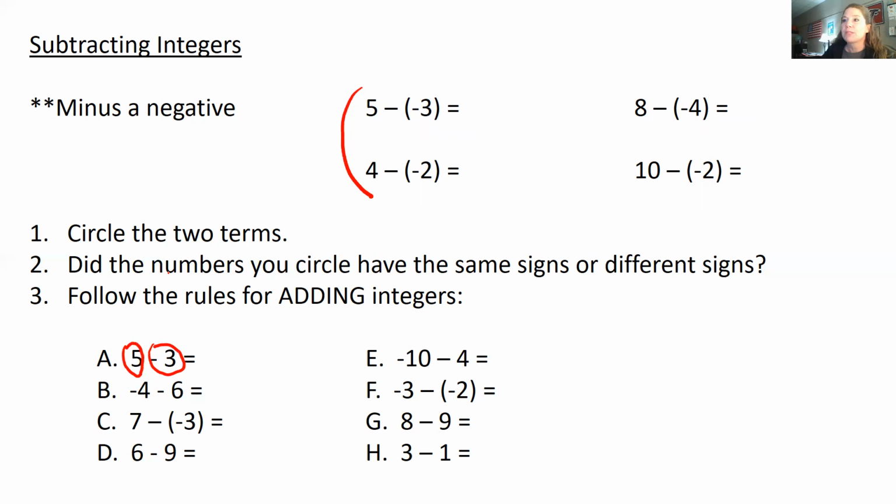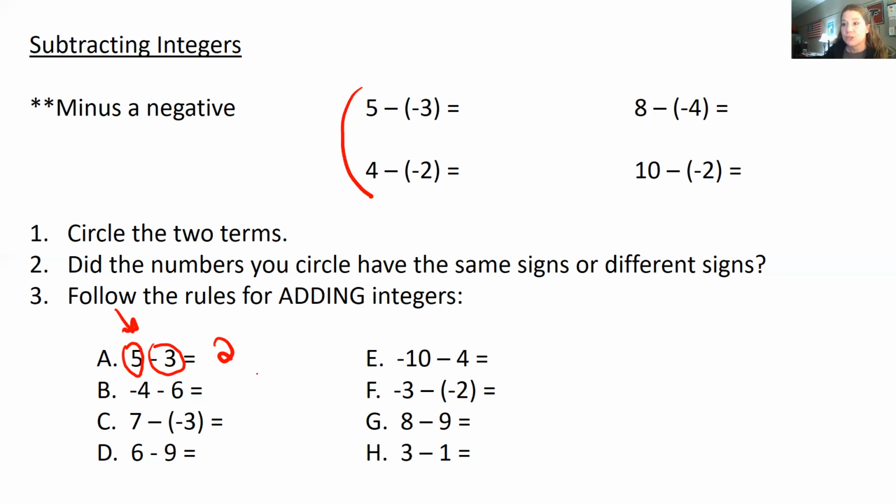Well, look at the next question. Did the numbers you circle both have the same signs or different signs? Well, I have a +5 and a -3, which means they have different signs. So now we're going back to our little song we just sang. Same signs, add and keep, different signs, subtract. This is different signs. So we subtract them. The difference in 5 and 3 is 2. Then you pick the sign of the bigger digit. 5 is bigger than 3, so the answer is +2.